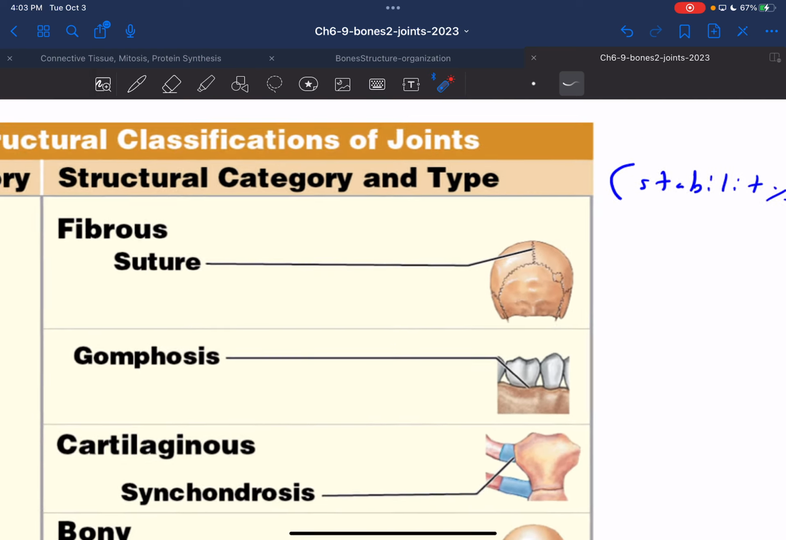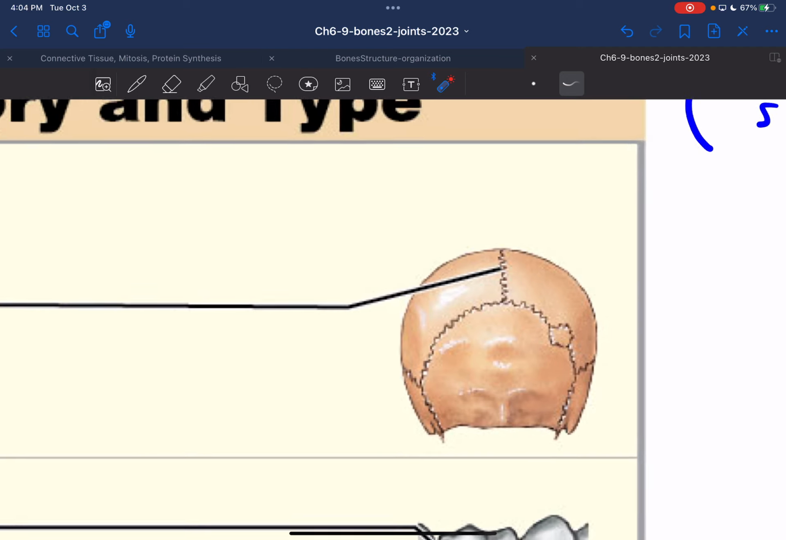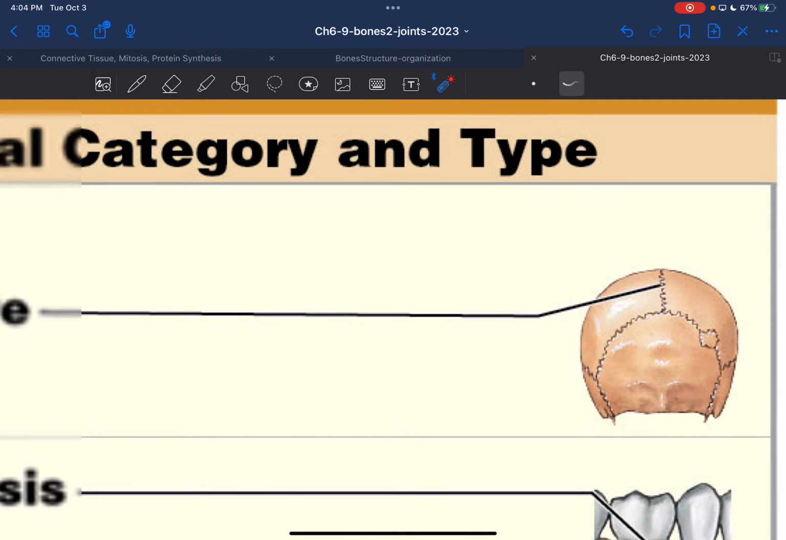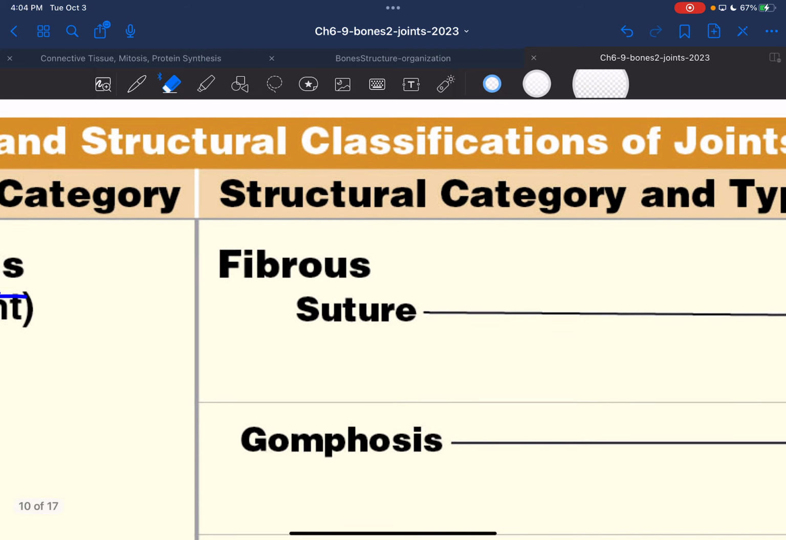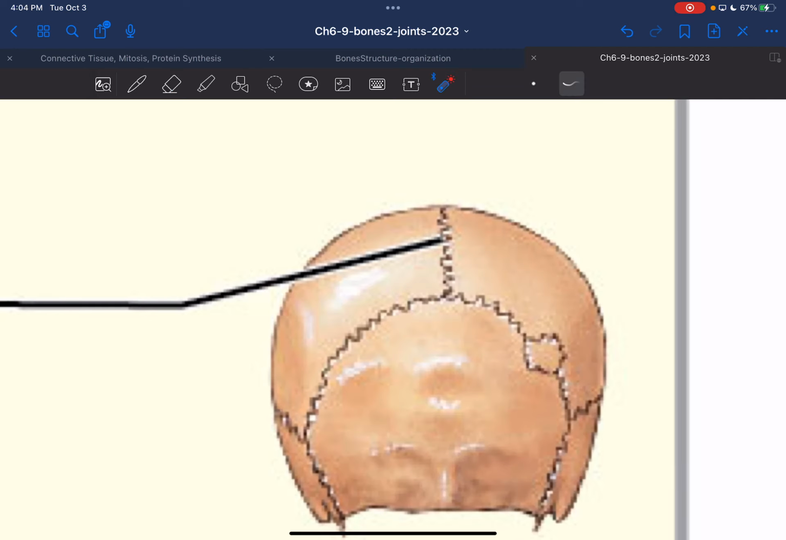You know some of these already. What's the name of this? Just humor me here. Suture. What's the name of the one back here? Anybody remember? Lambdoid. What's the one that goes up here? Sagittal. And what are these little bones that get stuck between the sutures? Sutural bones. Yeah, they're like little islands, but they're sutural bones. So you can see that this structural category is pretty simple because you already know it. Suture.